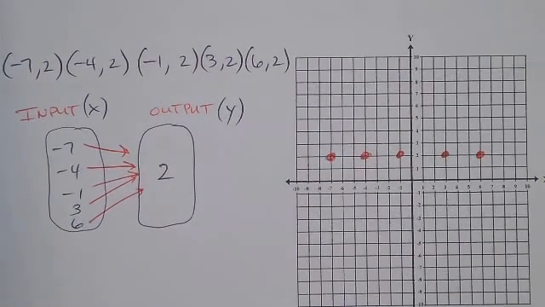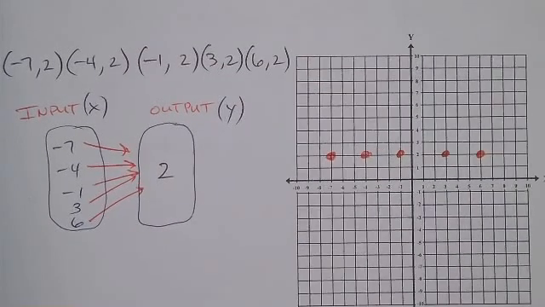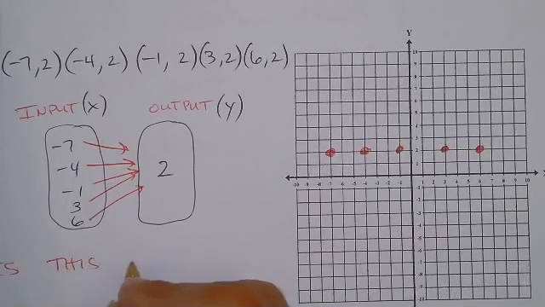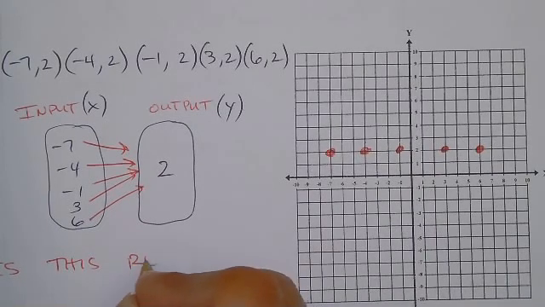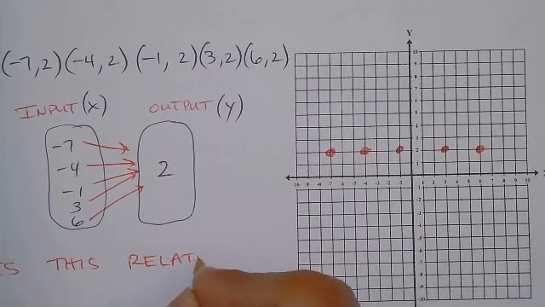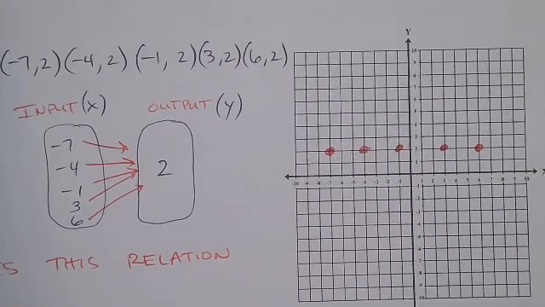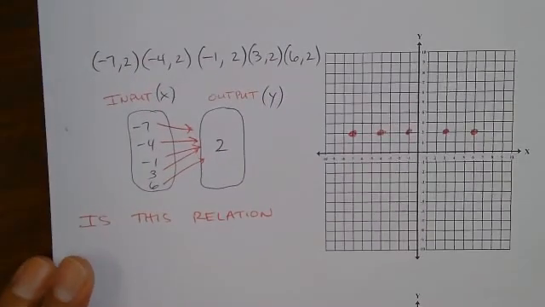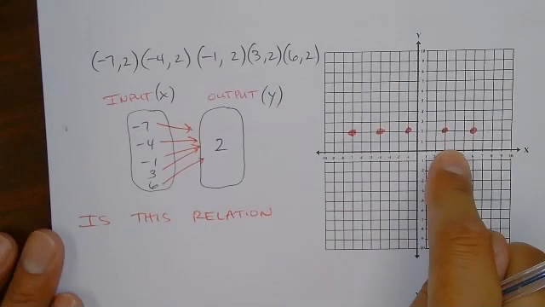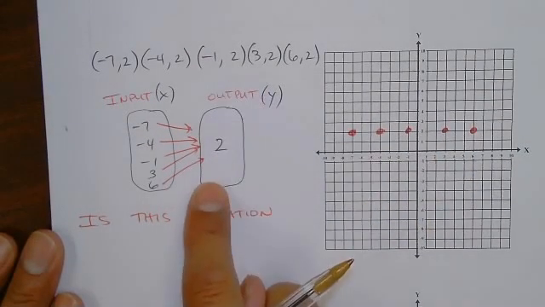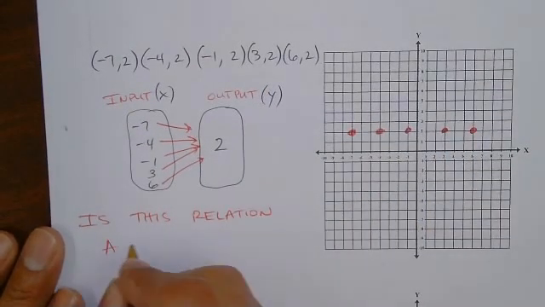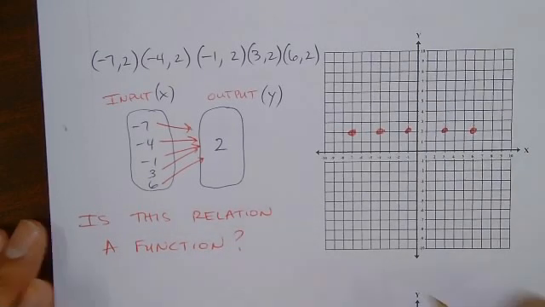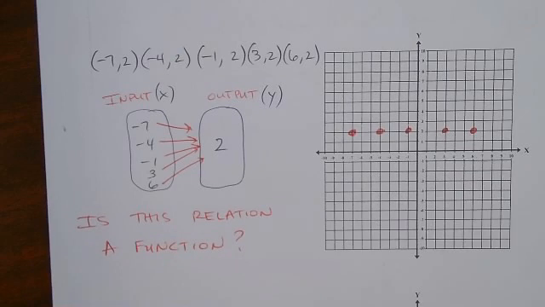Yeah. Okay, now, the question is: is this a function? That's the question. This is what we're going to figure out. I'm showing you the same relation three different ways. And no matter whether I look at it like this, or like this, or like this, is this relation a function? Yes? Who says no? Who says yes?